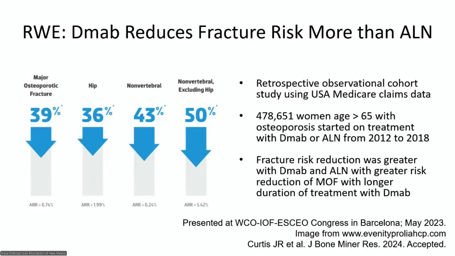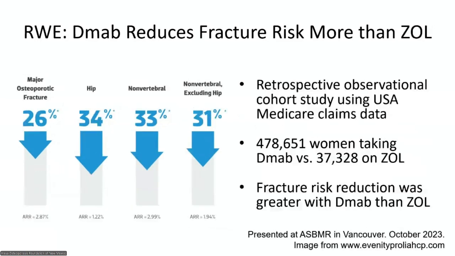It's not the same high level of evidence as a randomized controlled trial, but nevertheless, despite all the limitations, it's a very large number of patients, and it does support what makes sense to us all anyway. If we have a drug that increases bone density more, we would expect that it would reduce fracture risk more. We also have real-world evidence that denosumab reduces fracture risk more than zoledronic acid. And again, this makes sense since we know that denosumab will increase bone density more than zoledronic acid.